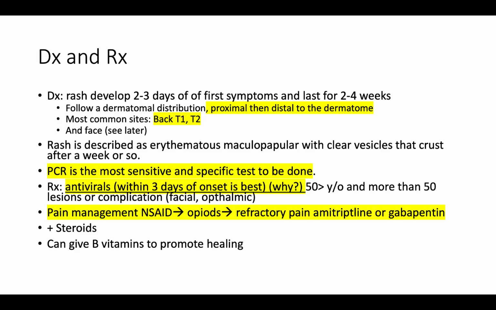Diagnosis. It develops 2 to 3 days after the first symptoms, lasts for weeks. Dermatomal distribution, nothing new here. It starts proximal then distal to the dermatome. So it starts from beside the spine and goes forward around, not the opposite. The rash is described as erythematous, maculopapular. Okay. PCR is the most sensitive and specific test that you can do to diagnose this if you are in doubt.